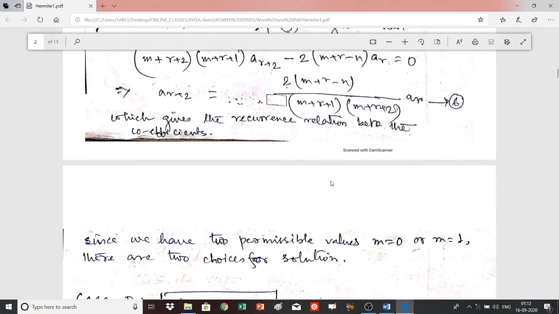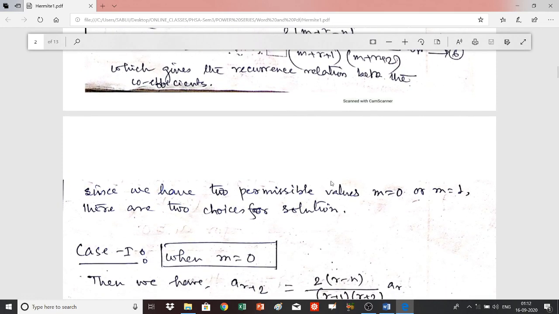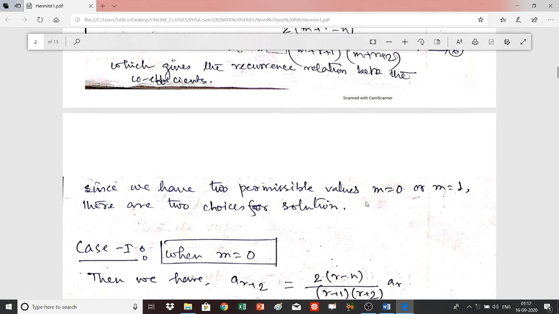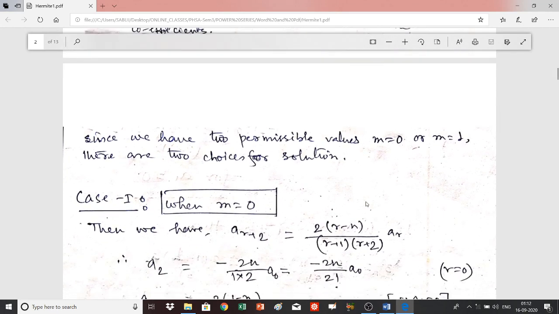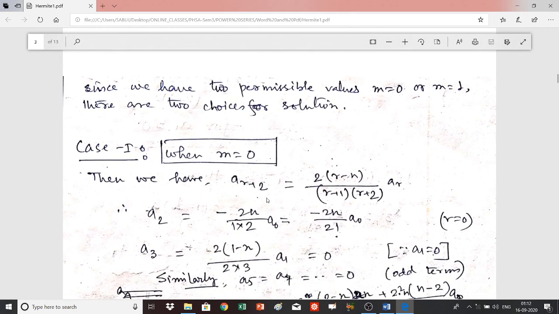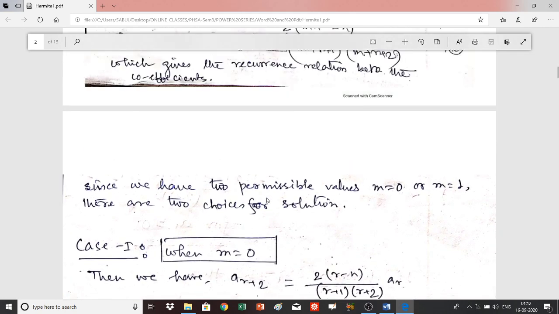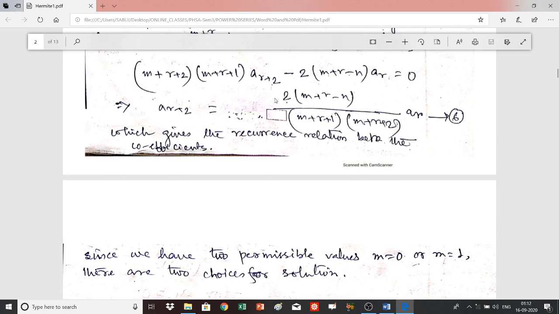Now, since we have two permissible values of m, one is m equal to 0 and the other is m equal to 1, there are two cases to be studied. Number one is when m is equal to 0. When m is equal to 0, from equation 6 we will have a r plus 2 equal to 2 into r minus n, divided by r plus 1 into r plus 2, into ar.